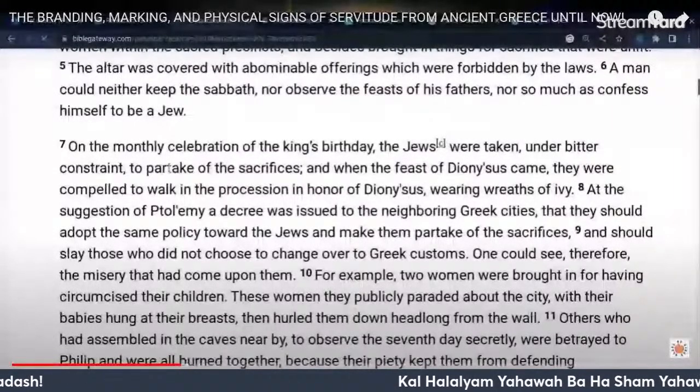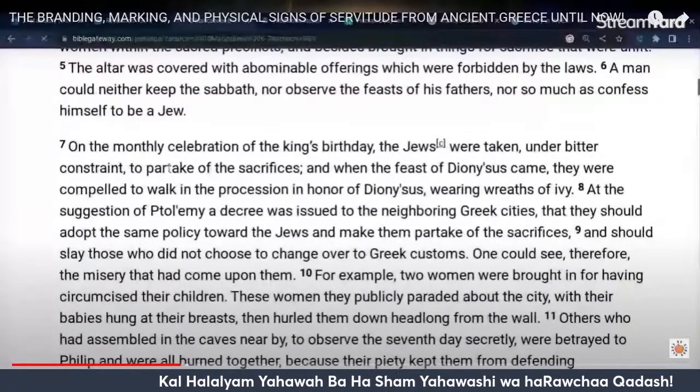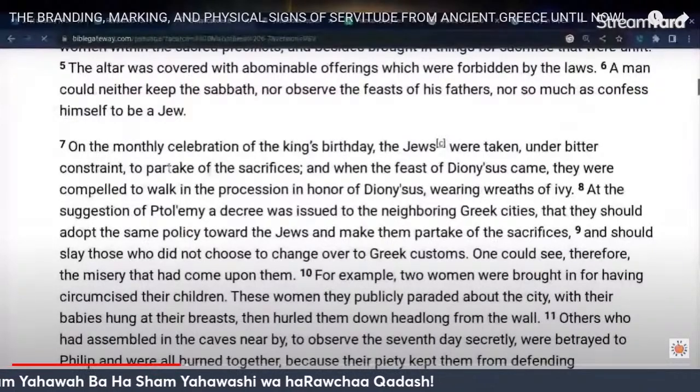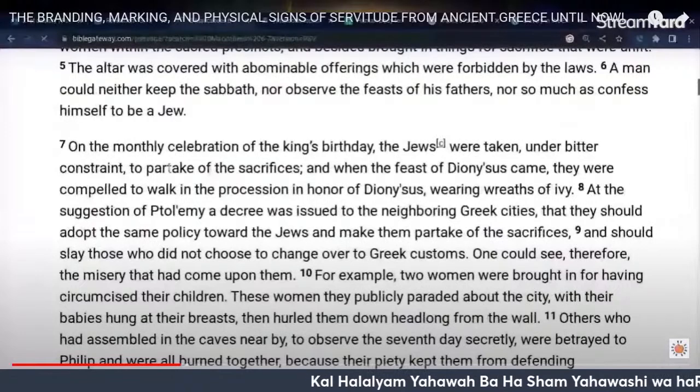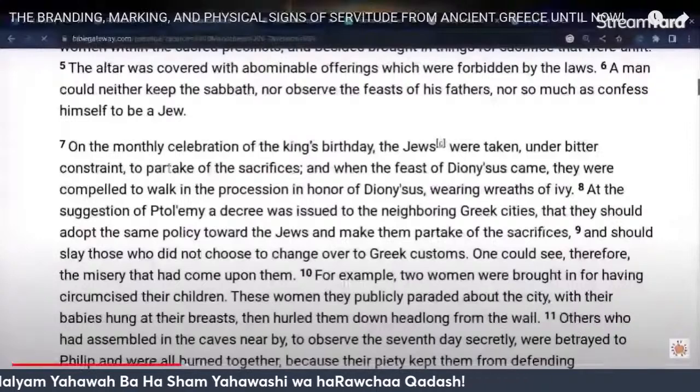So it says that they should adopt the same policy toward the Jews and make them partakers of the sacrifices and should slay. So they want you to sell out, knowing that you have your own religion that establishes you and separates you from the Heavenly Father. They wanted the Jews to sell out by worshiping heathen idols. And then the next step was to kill you if you didn't, right?